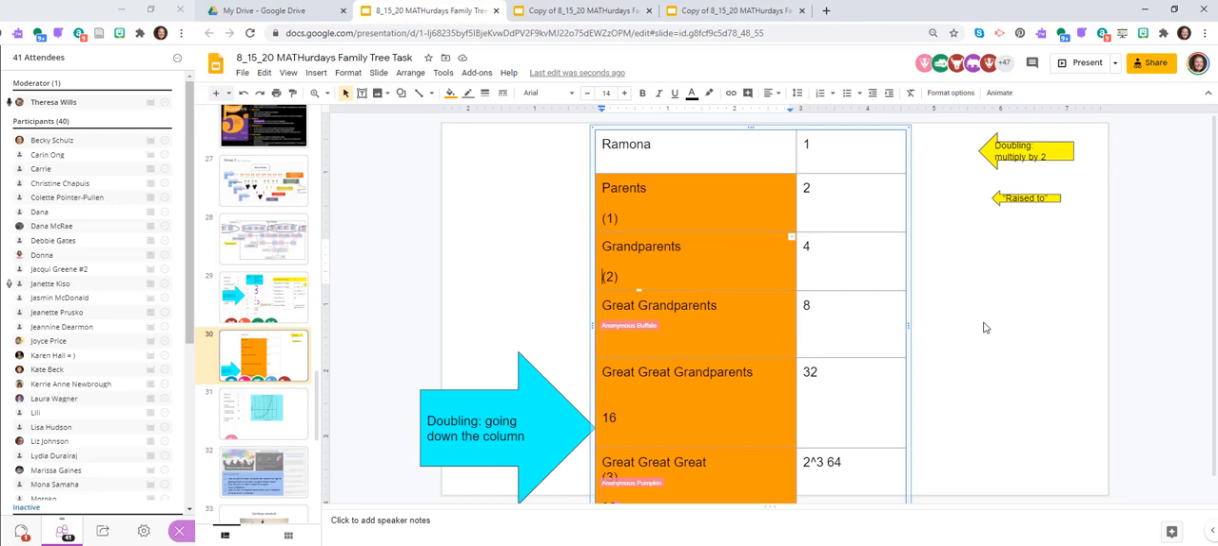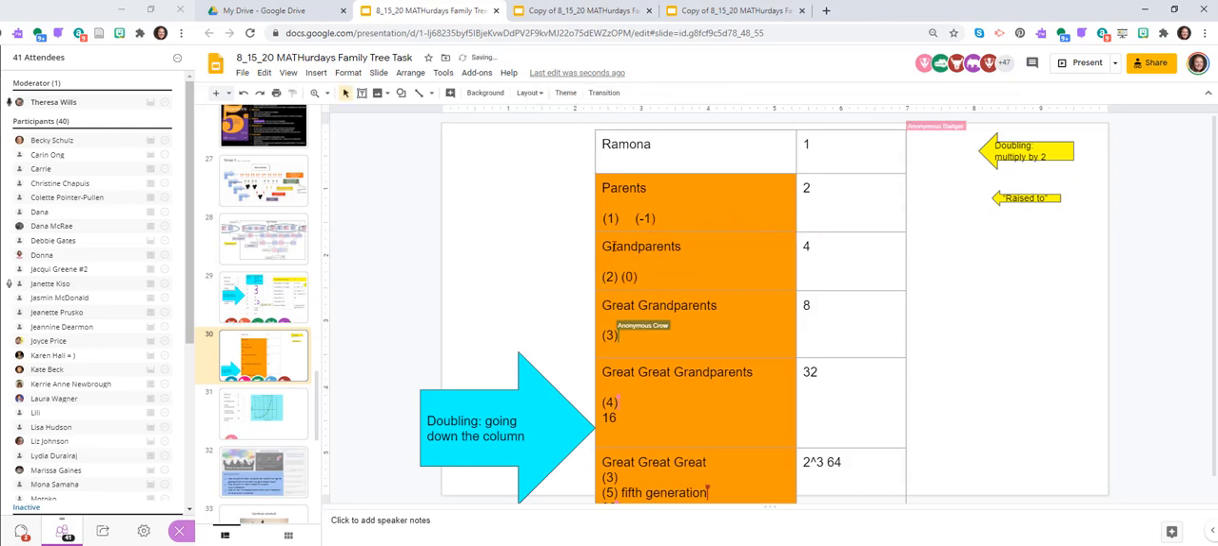So I see some people saying grandparents should be 2, great-grandparents 3. There's also the great-great-greats being 5. And I'm very curious here. Whoever is writing the -1, why did you say -1? That's a really neat way of looking at this. Why -1?